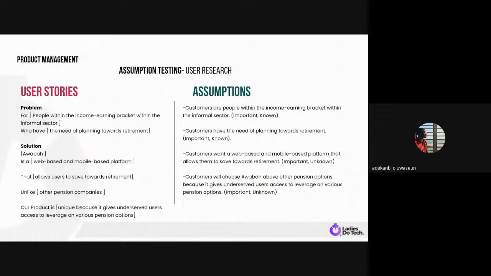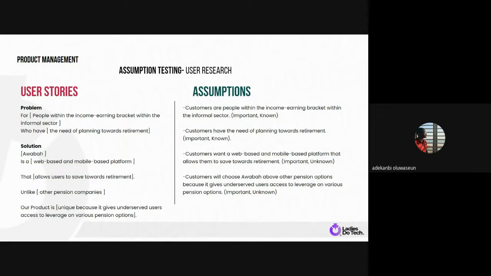So the first thing is, when you're writing your user story, you start with the "for", right? For people within the age of 20 and 30 who live in Lagos, who have the need to shop online, Awaba is a web-based platform or a mobile-based platform that allows users to do XYZ, probably to order food online, right? So unlike Jumia Foods, our product is unique because it will use artificial intelligence, or it will use a decentralized approach for ordering the foods. So that's a user story. Everything I've just said can fit into that user story that you are about to create as a product manager.